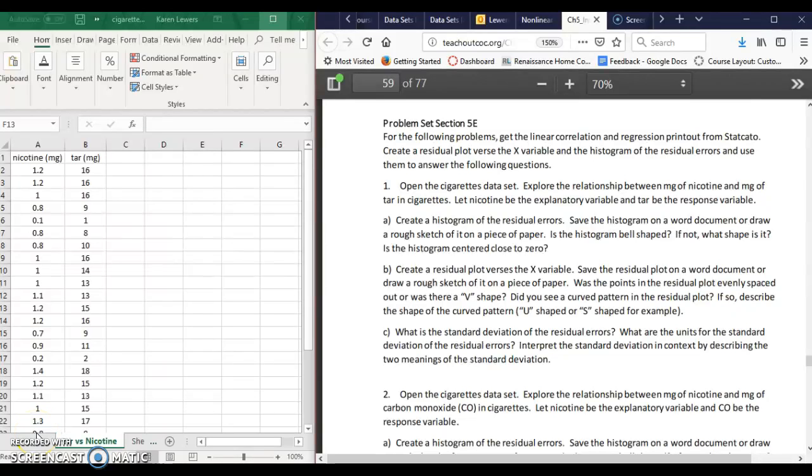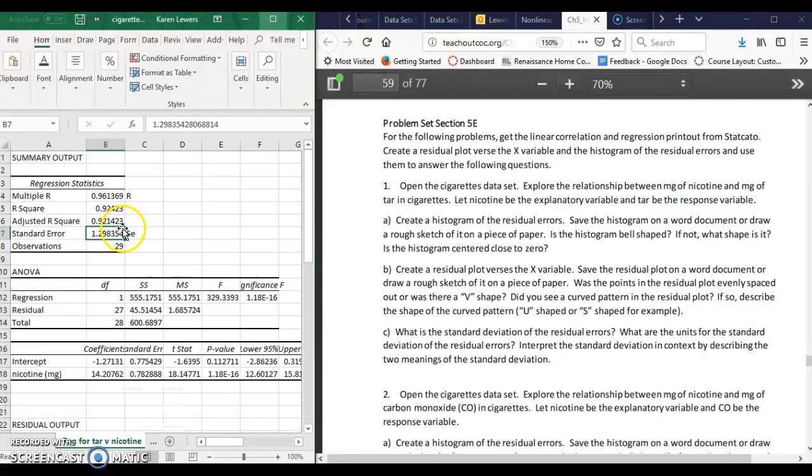Picking up where we left off on problem number 1 from section 5E, part C, we found the standard deviation of the residual errors. Is it going to be in the same units as Y? In this case, tar is Y, so the units are milligrams. And so the standard deviation of the residual errors is 1.298 milligrams of tar. All right. What else?